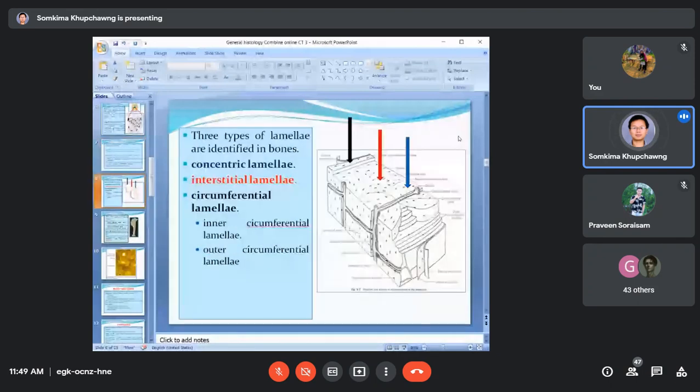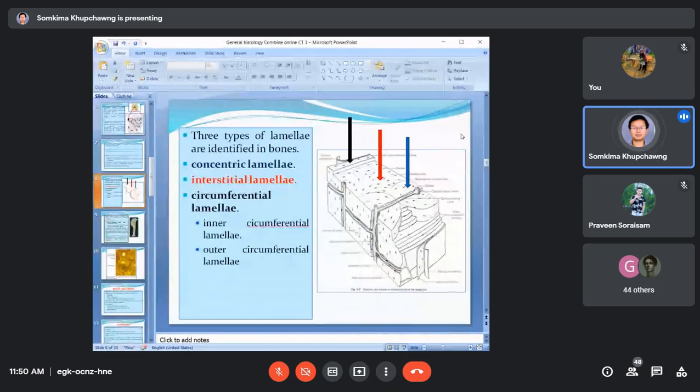Types of lamellae. If you take the histological section of the bone, then we get three types of lamellae. We have discussed the first one, concentric lamellae, which are arranged around the Haversian canals. Then in between each Haversian system there are also some lamellae, known as interstitial lamellae.